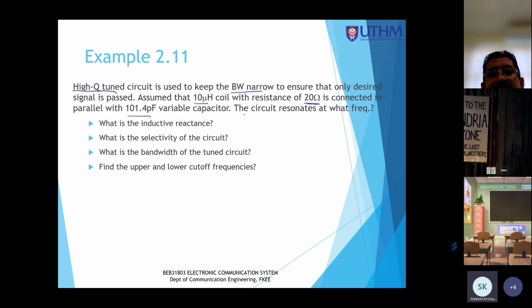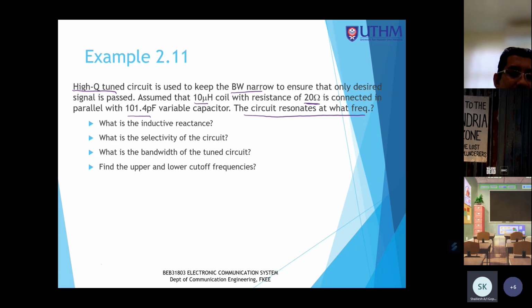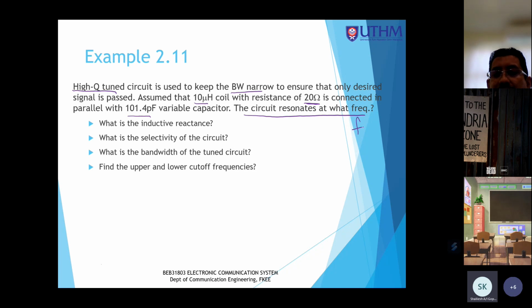Okay, so the circuit resonate at what frequency? So this is the first question. The first question asks you about F resonant. Berapakah nilai resonant frequency? So the first question asks how much is FR, resonant frequency.